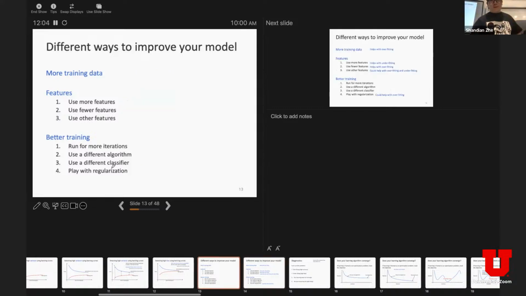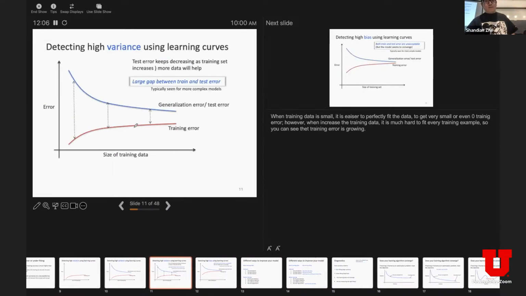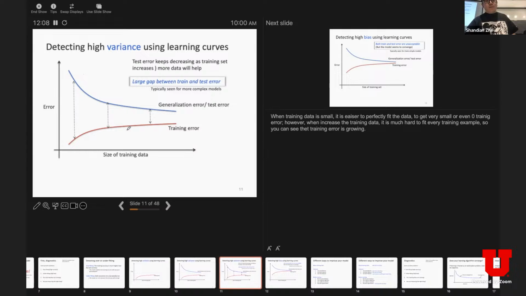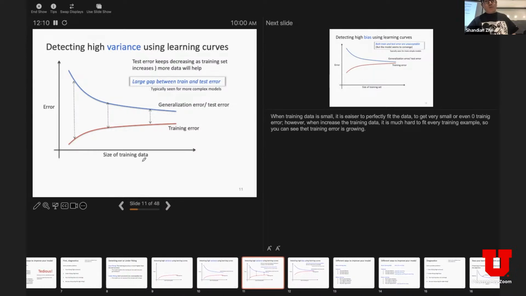Yes, that's why you can see this, right? When you grow with more and more training data, the gap between the test error and training error is going to still decrease. Why? Because you have a lot of data. Then even if you want to overfit the training data, it becomes much harder, right?